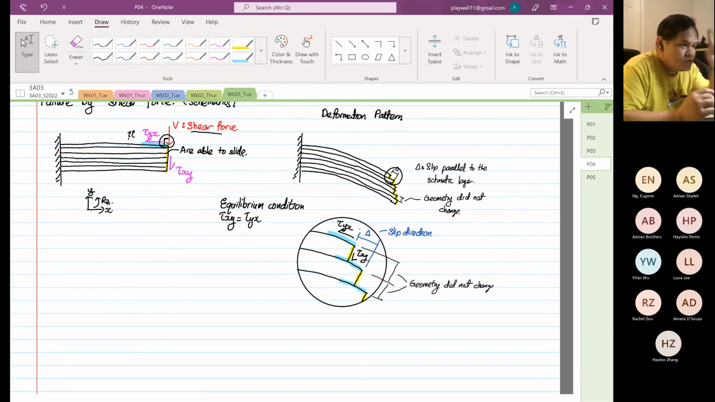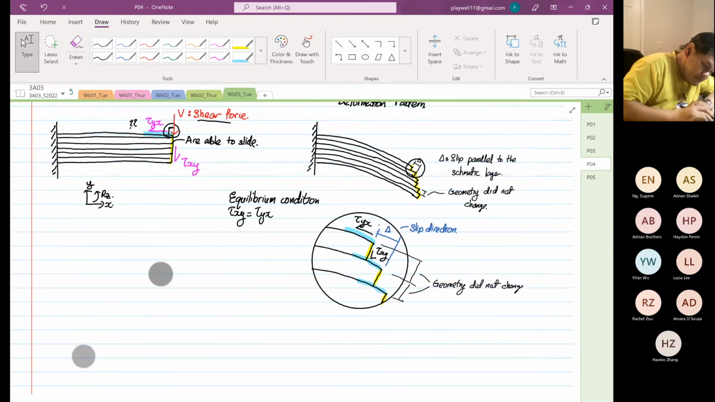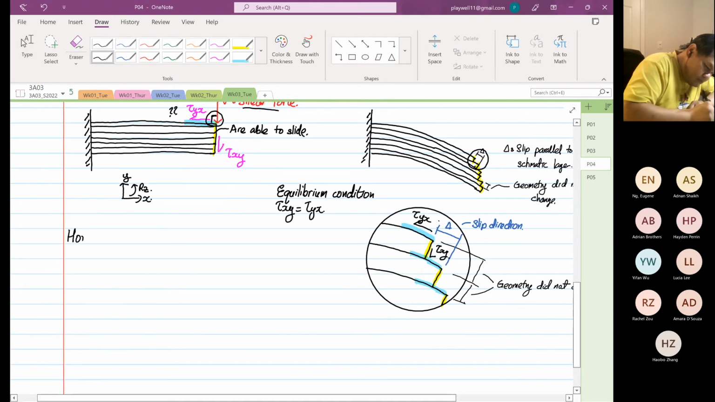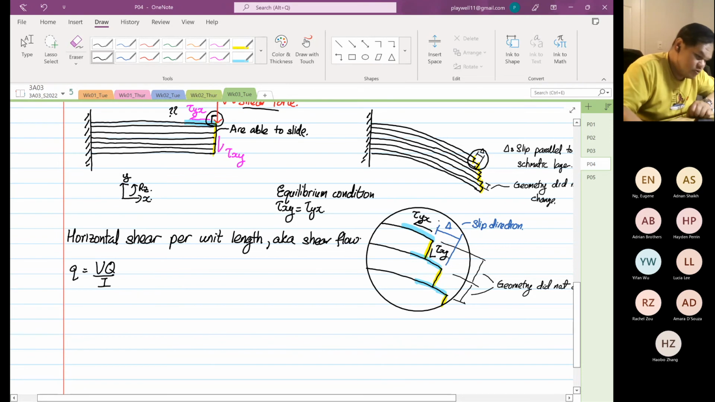So this topic only has two major formulas, and I will introduce you to the two major formulas. The first one is known as the horizontal shear per unit length, also known as shear flow. So the formula is q is equal to VQ over I. So this is one formula.